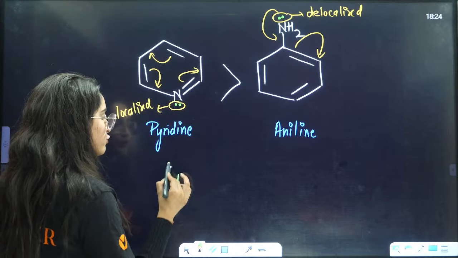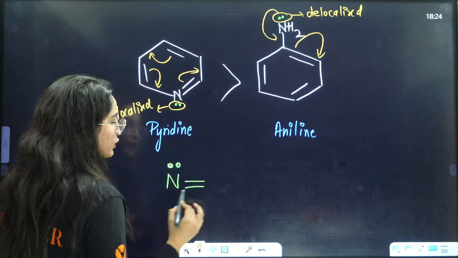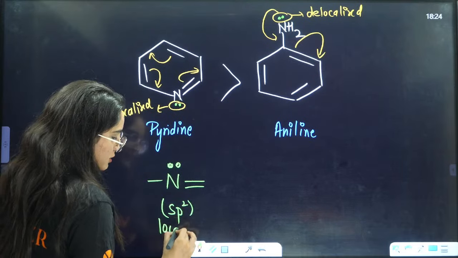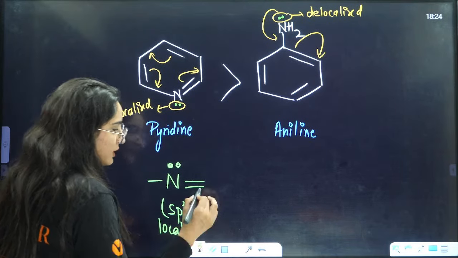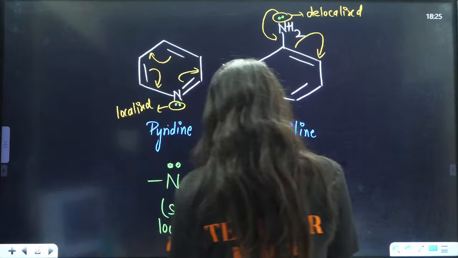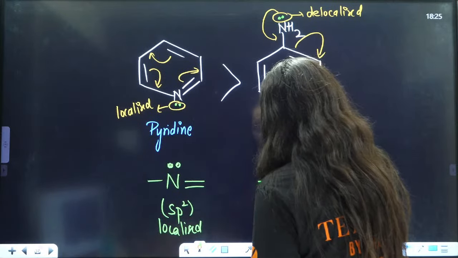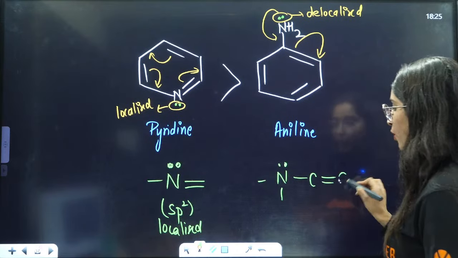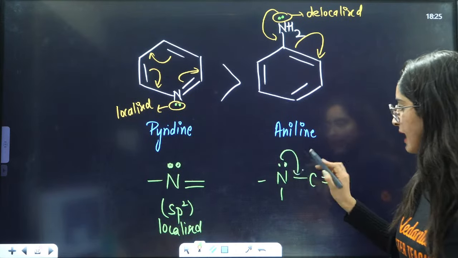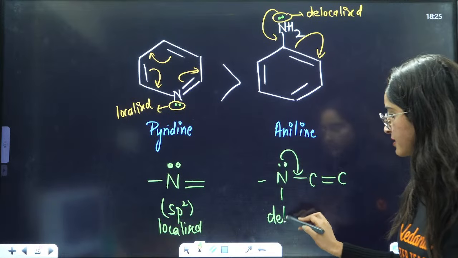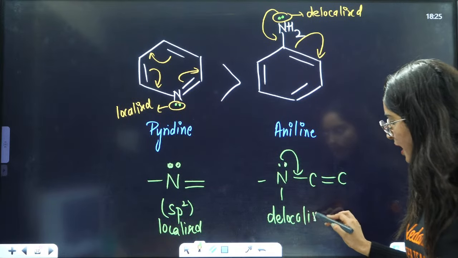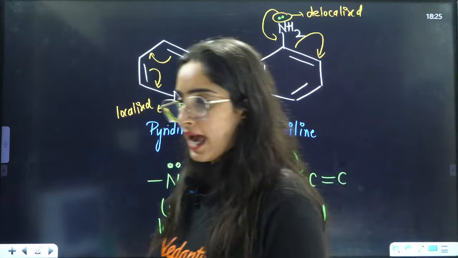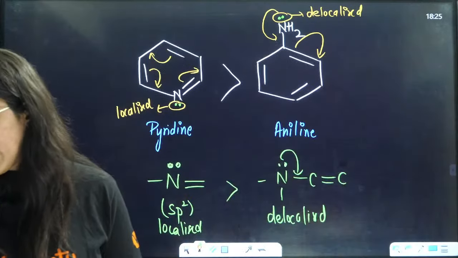Whenever a nitrogen is sp2 hybridized, it is localized. This is a trick that I am giving you. But if a nitrogen is sp3 hybridized and it is also connected to a double bond somewhere, then this nitrogen is delocalized. And always localized is more basic as compared to delocalized.